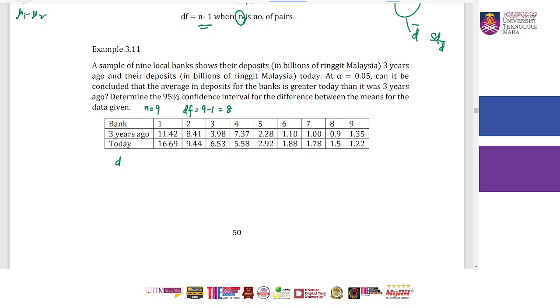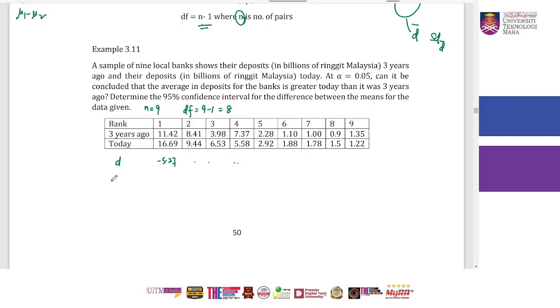Okay, 11.42 minus 16.69. Okay, so you akan dapat ni sama juga dengan negatif 5.27. So you akan dapat ni negatif 5.27. So you will do the same thing over here.